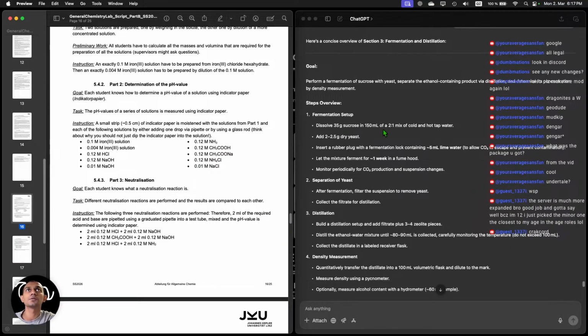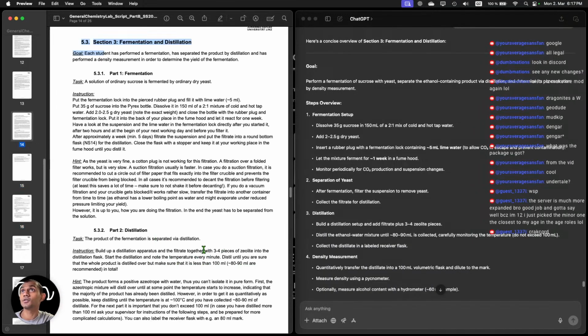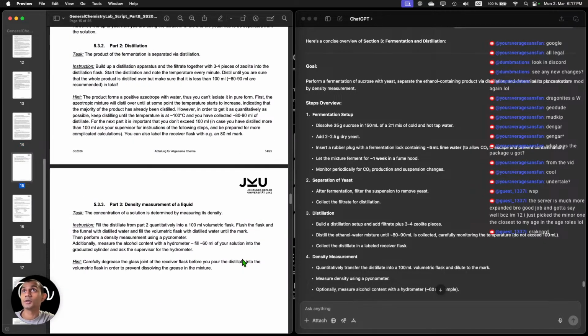Fermentation setup. Dissolve 35 grams of sucrose and 2 to 2.5 grams of dry yeast. Insert a rubber plug into it. Fermentation flask containing 5 milliliters of lime water to allow CO2 to escape and prevent contamination. Let the mixture ferment for 1 week in the fume hood. Monitor periodically for CO2 production and suspension changes. Separation of yeast: after fermentation, filter the suspension to remove yeast. Collect the filtrate for distillation. Build the distillation setup. Yeah, of course. Now, filtration part, if you are using vacuum filtration, then you have to do some extra stuff.